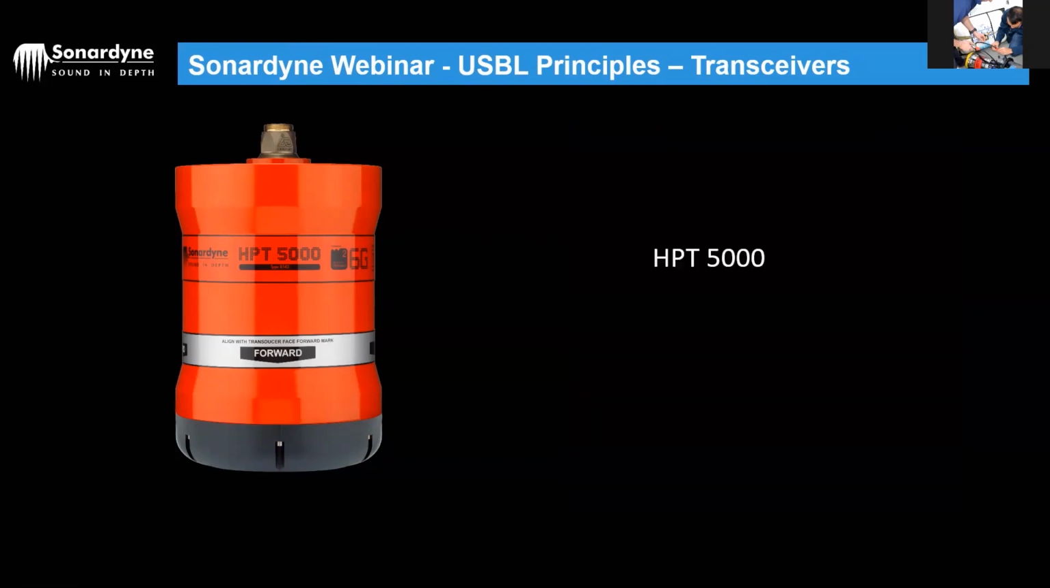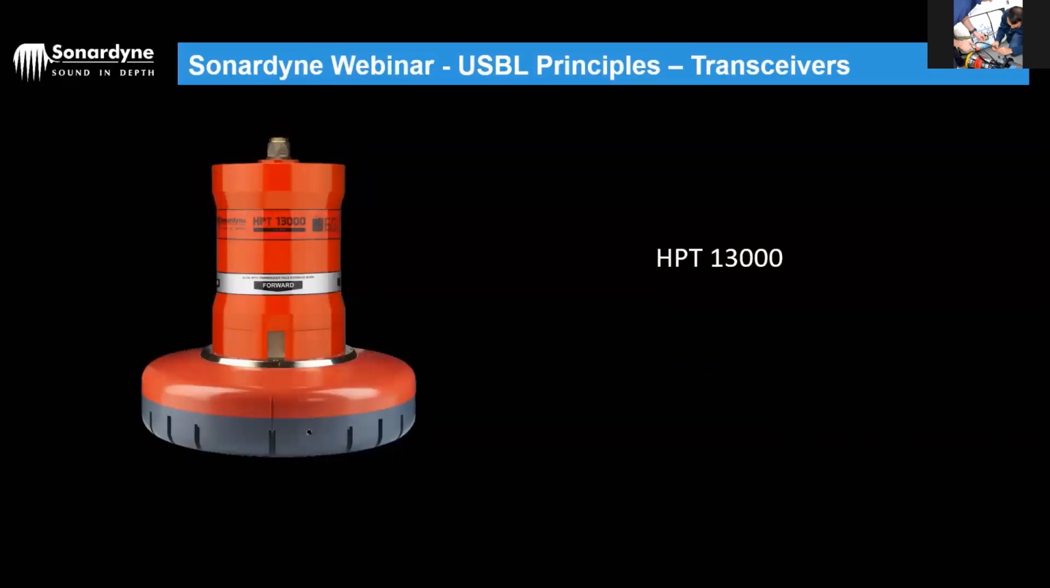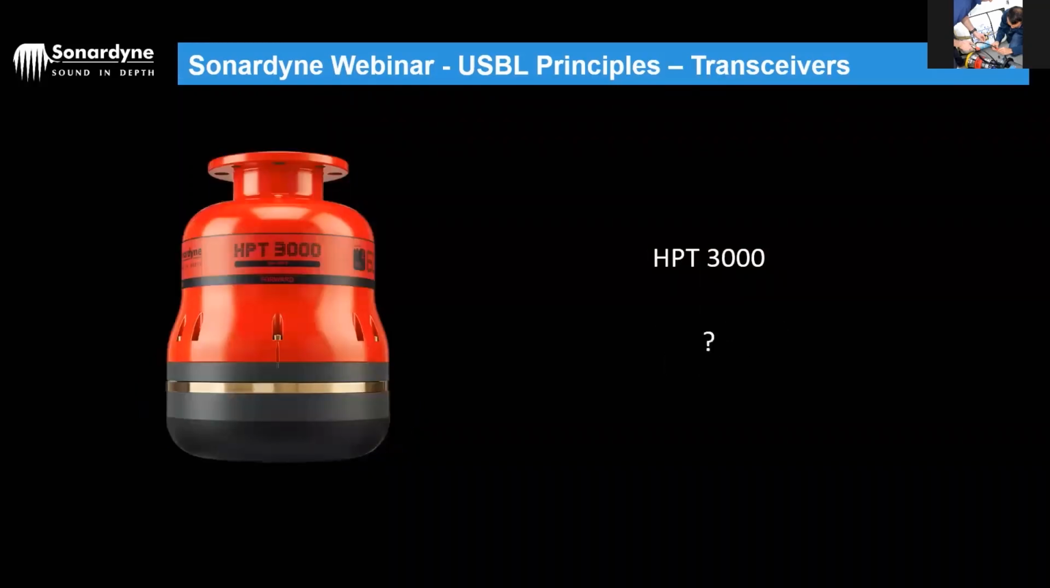There are a few different types of transceivers you've already seen in a picture. So the HPT 5000 has 5 receive elements. There is the 7000 with 7 elements. There's the 13000 with 13 elements. And then Mini Ranger 2 is called the HPT 3000. So how many elements does that have?